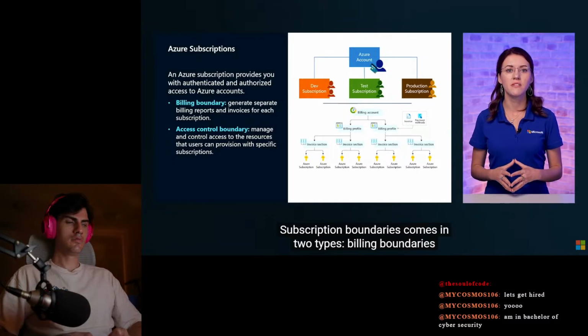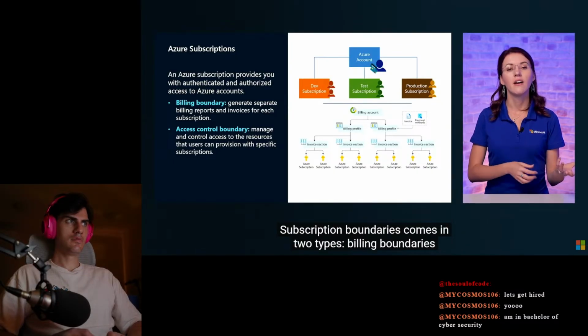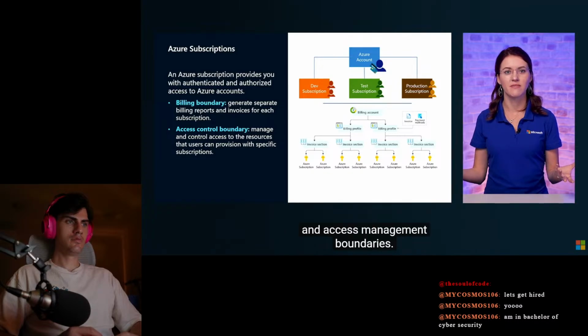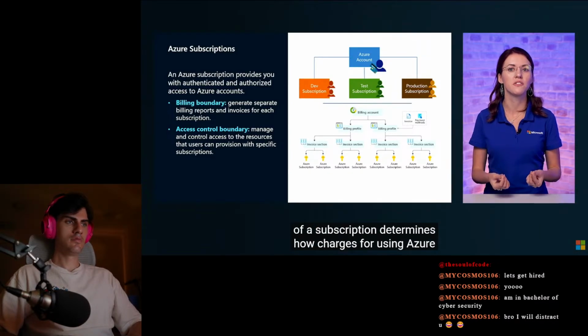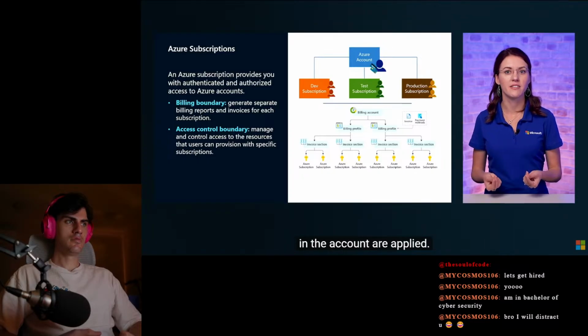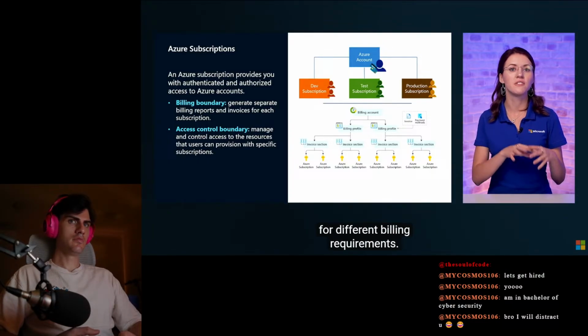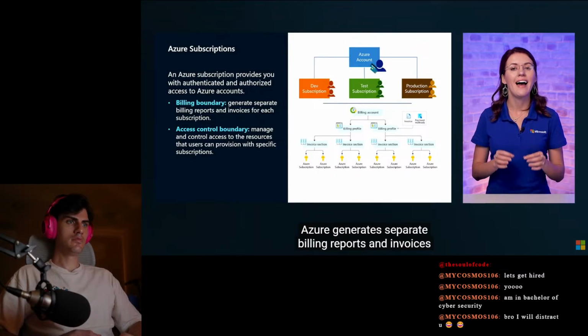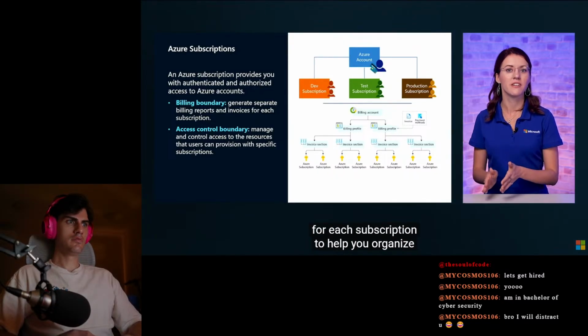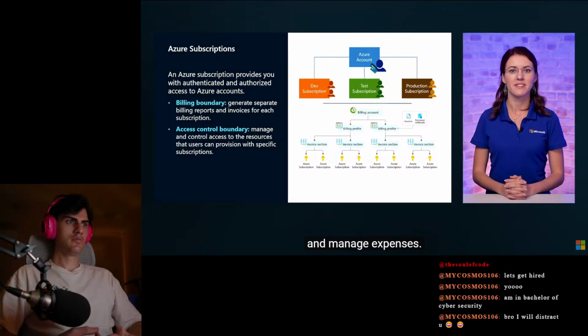Subscription boundaries come in 2 types: billing boundaries and access management boundaries. The billing boundaries of a subscription determine how charges for using Azure in the account are applied. You can create multiple subscriptions for different billing requirements. Azure generates separate billing reports and invoices for each subscription to help you organize and manage expenses.